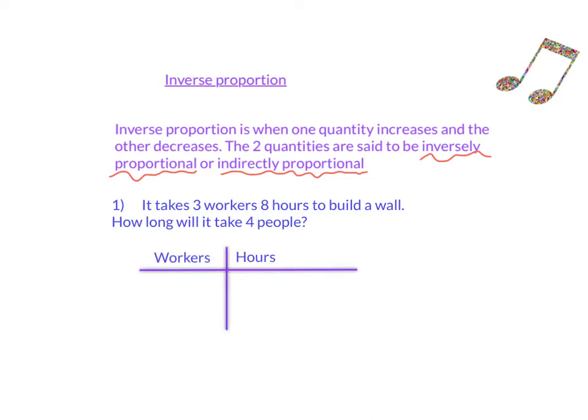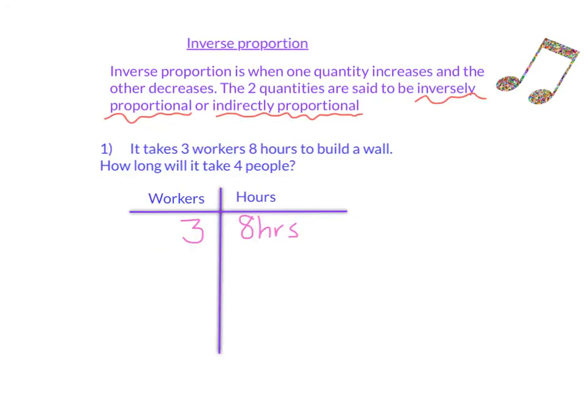So I'm going to use a small table to help me with this. So it takes 3 workers 8 hours. So the first thing I'm going to work out is how long it would take one person. One person would take a lot longer. In fact, they would take 3 times as long. So that's 24 hours it would take one person. So we've got 24 man hours.